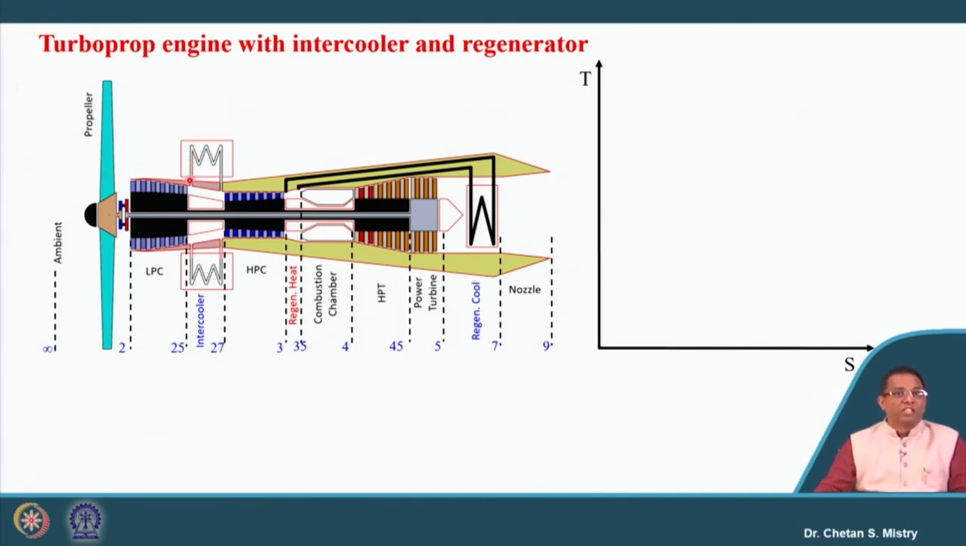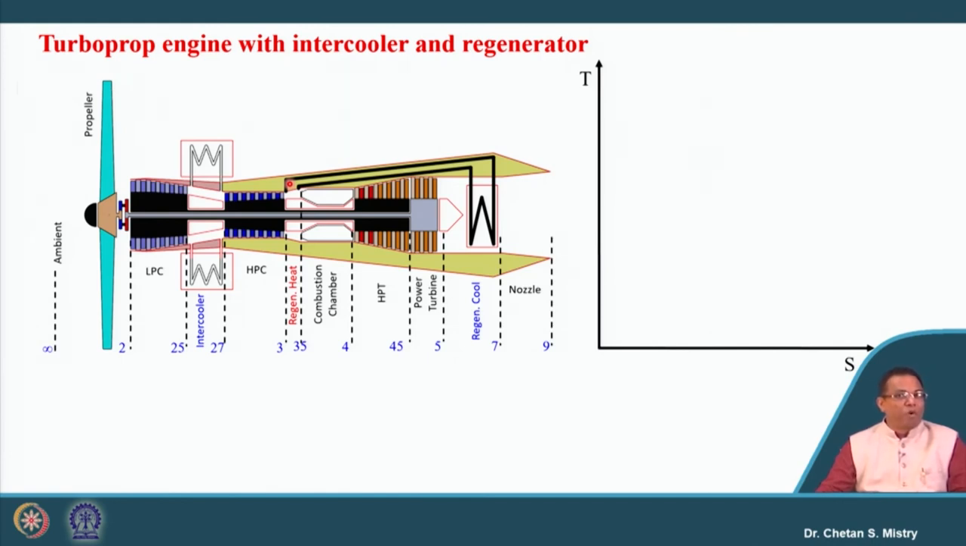We understand this is what we call our intercooler. This intercooler is connected between our LP compressor and HP compressor, then we will be having a regenerator. So the high pressure, high temperature air coming out from the HP compressor will pass through this heat exchanger, that is called the regenerator. This regenerator again will raise the temperature, and that is what will be input to the combustion chamber. And if you recall, we have discussed the benefits of intercooling and regenerative cycles.